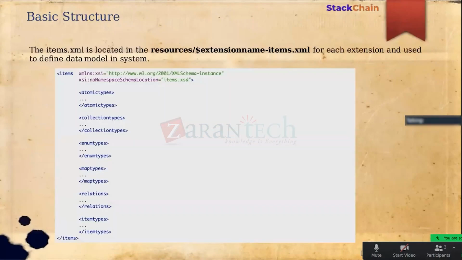So as you can see in items.xml, you can see these tags: atomic types, collection types, enum types, map type, relation types, and item types. Once your project is imported, then I can show you in your system.